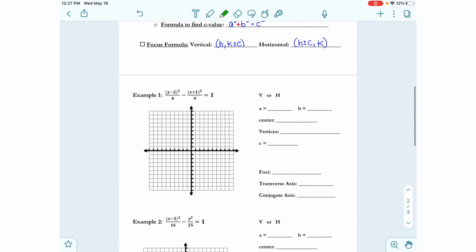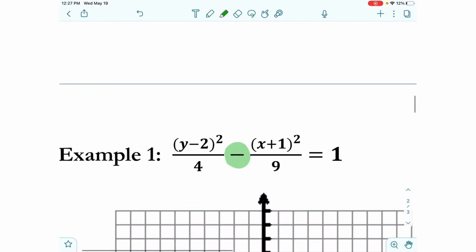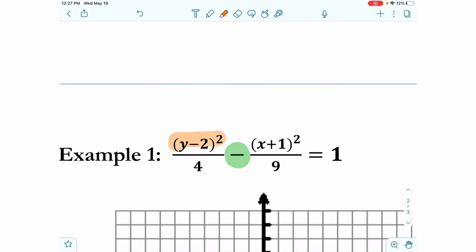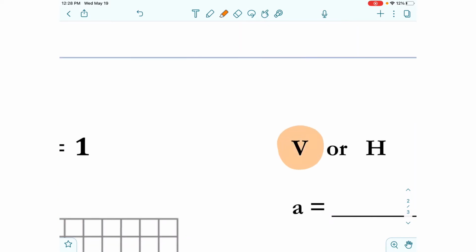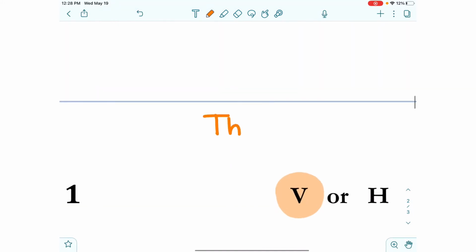Starting with example 1. The first thing my eyeballs do is look at this minus sign in between, which tells me I'm dealing with a hyperbola. Then my eyeballs go to this. The letter that comes first is the y, which makes this a vertical hyperbola. So let's write that down. The y fraction comes first.